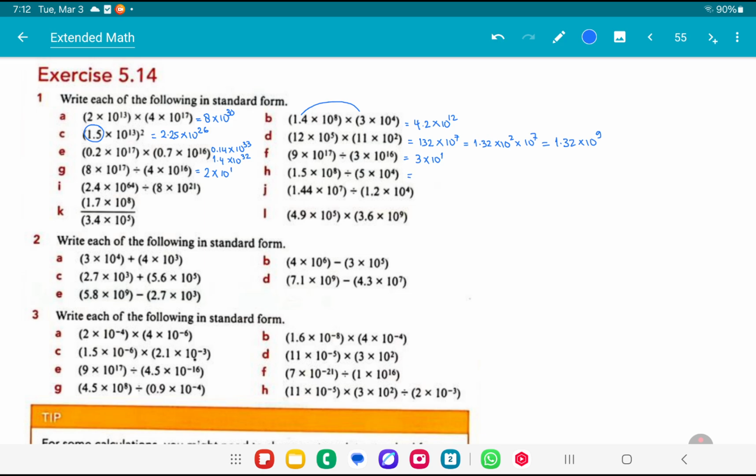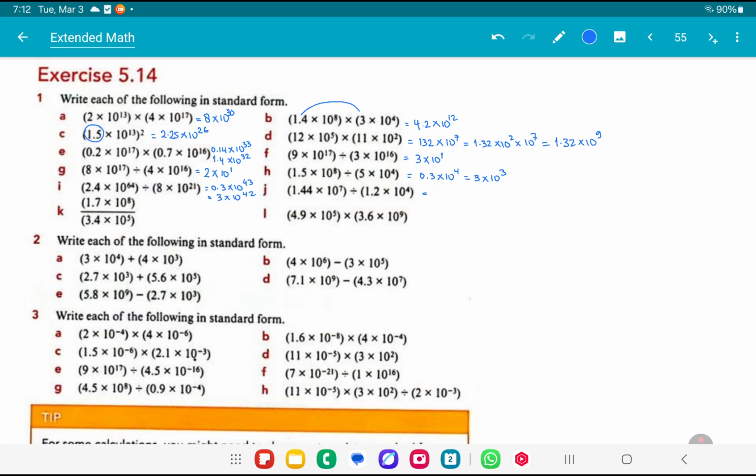1.5 divided by 5 equal to 0.3 times 10 raised to the power of 8 minus 4 equal to 4. And then we change to 3 times 10 raised to the power of 3. Next, we move to question I, 2.4, and we divide it by 8 equal to 0.3 times 10 raised to the power of, we got 64 minus 21, 43. And then we change to 3 times 10 raised to the power of 42.